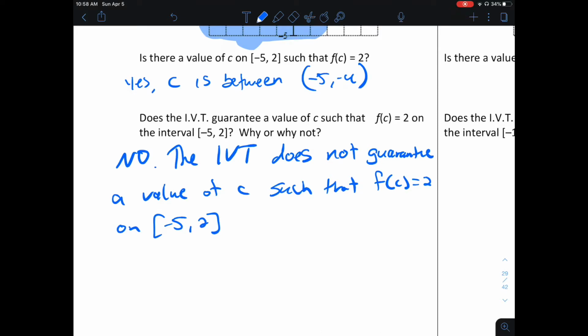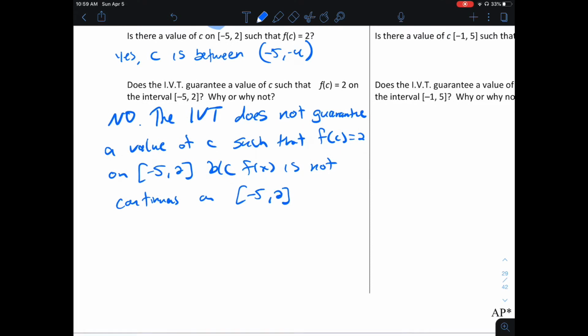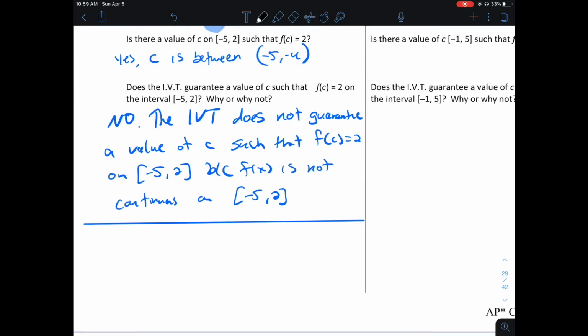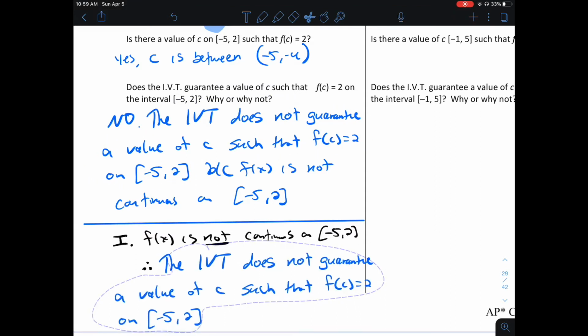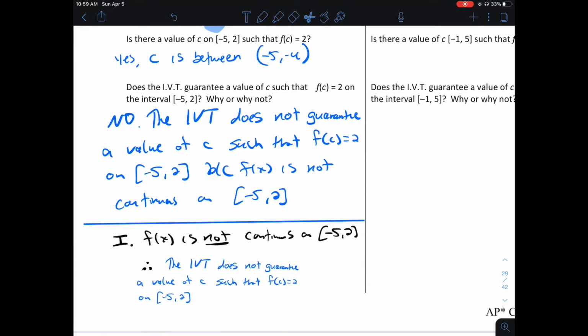Reason? Because f of x is not continuous on -5 to 2. Now, how could we have written this differently to be more consistent with how we wrote stuff in pre-calculus? In hindsight, I probably would have rather done this. Do step 1 and say f of x is not continuous on -5 to 2. Conclusion, the intermediate value theorem does not guarantee a value. It's how we wrote our answers in pre-calculus. Doesn't matter, I mean, whatever one's more logical to you.